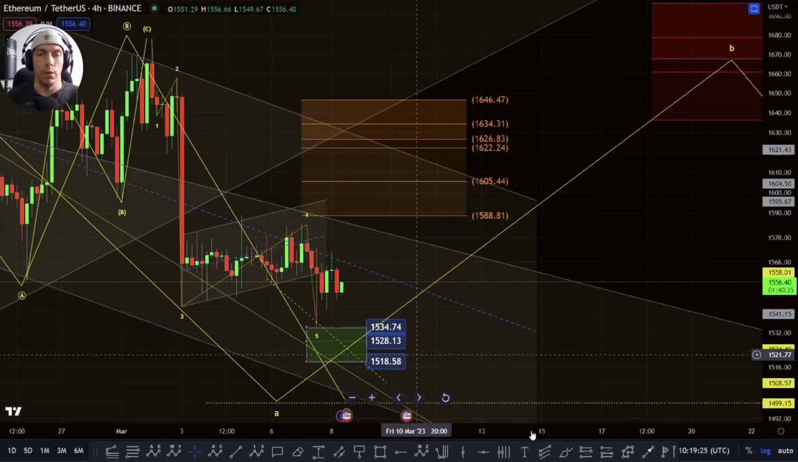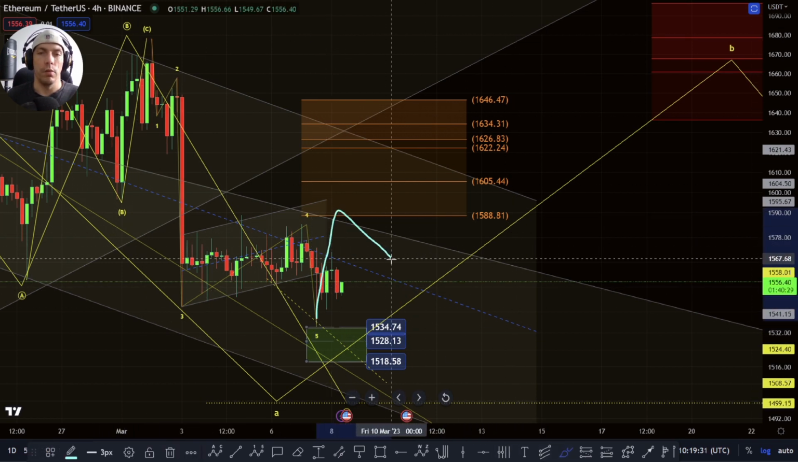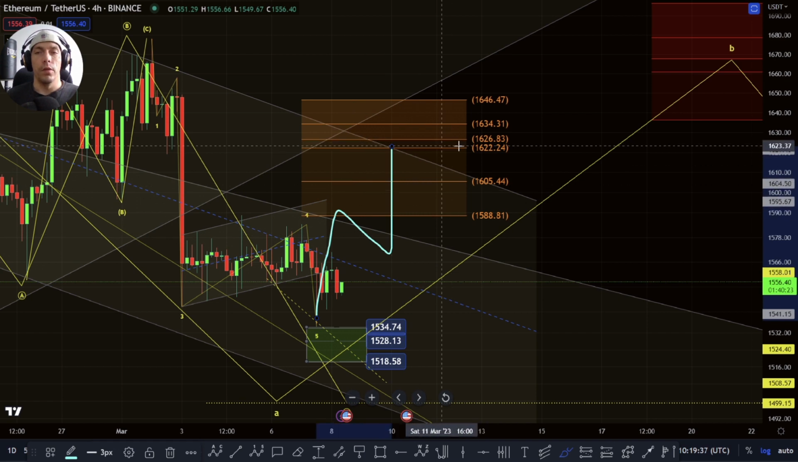Otherwise, what we could argue is that instead of this being an A, B, and a C down to this level, we could actually start to see a three-wave structure develop here to the upside, potentially looking to target this zone here, this 1605 to this 1646. That would be a typical B wave here.